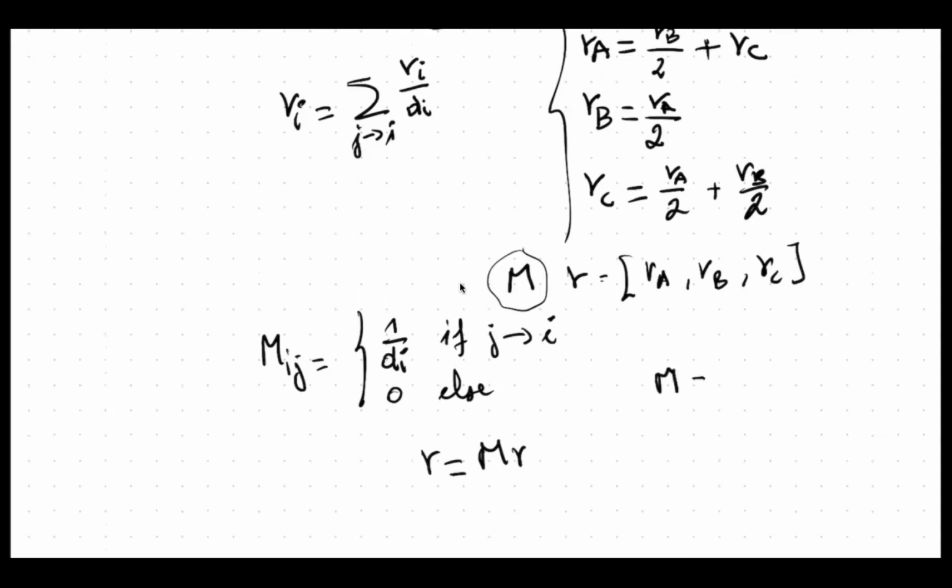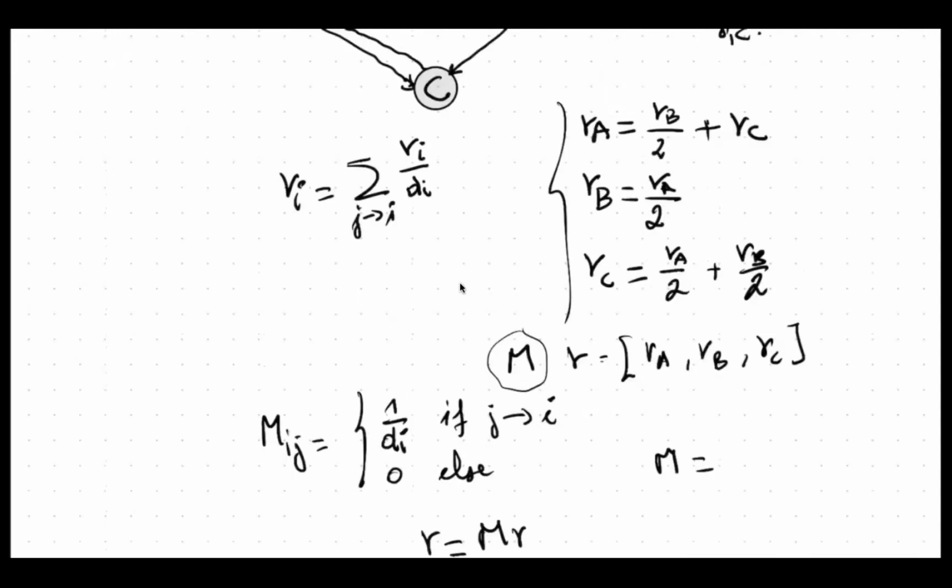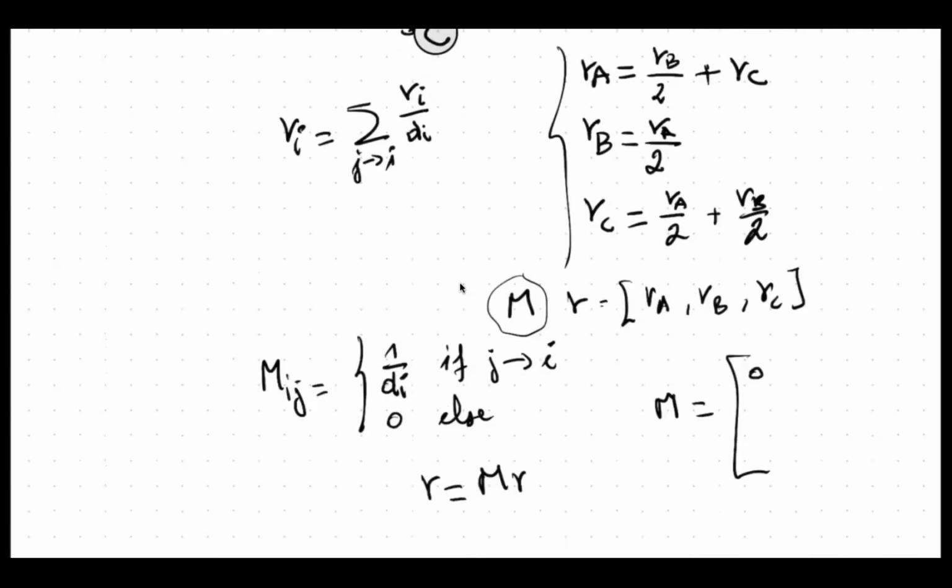We can define M based on the information that we have here, right? So we can rewrite M as, so here the first component is 0 because there's not a link from A to A. So we have R = MR, R is the vector of RA, RB, RC, and M is the adjacency matrix. So we can represent this system like this, right?